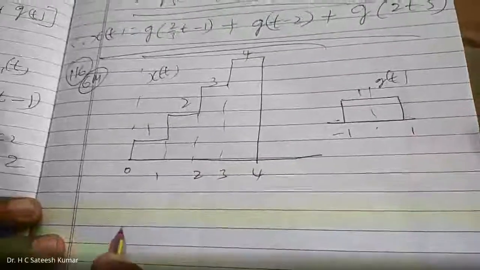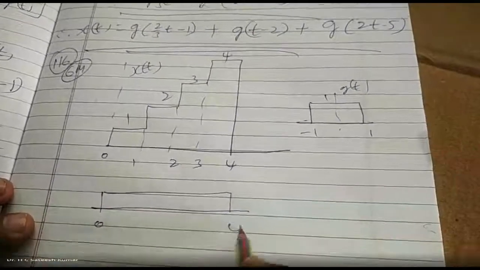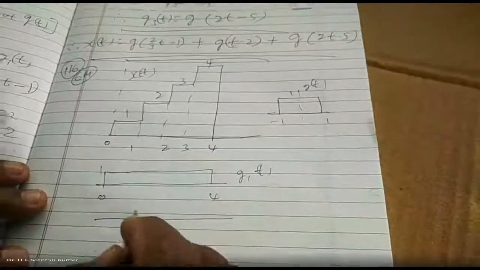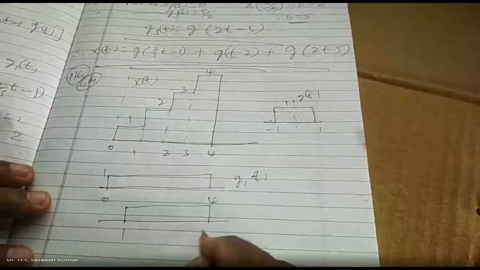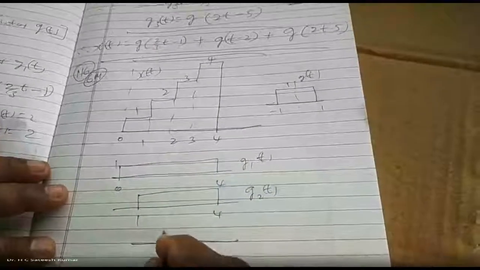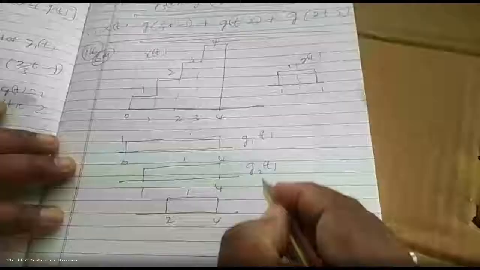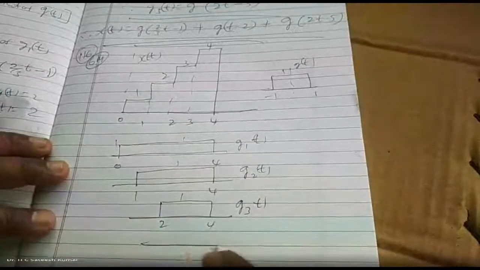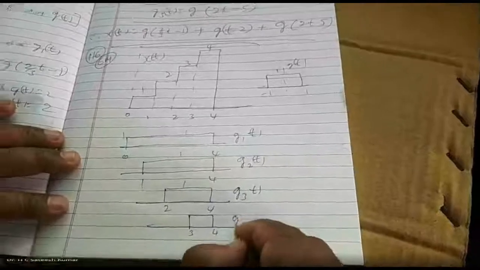So what you should do? Split this into four parts. 0 to 4, you call it g1 of t. Next, 1 to 4, g2 of t. 2 to 4, all of them amplitude 1, g3 of t. And 3 to 4, g4 of t.